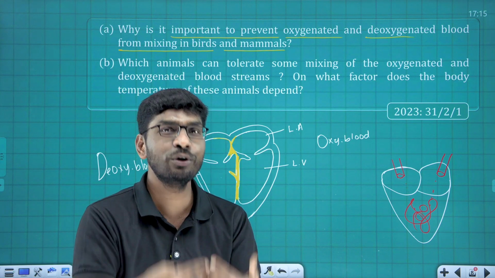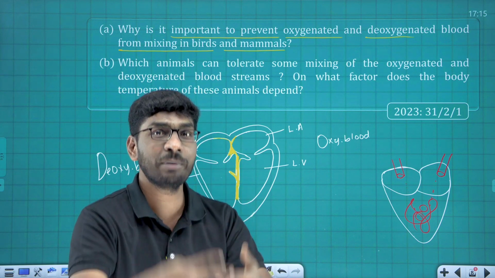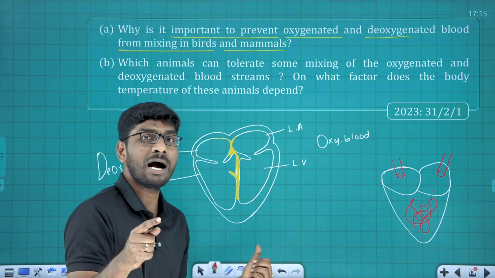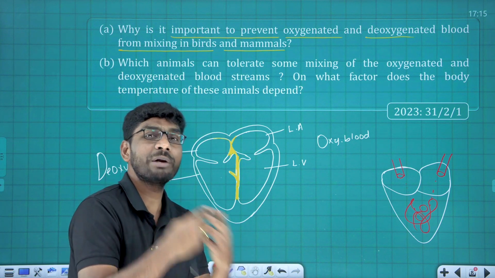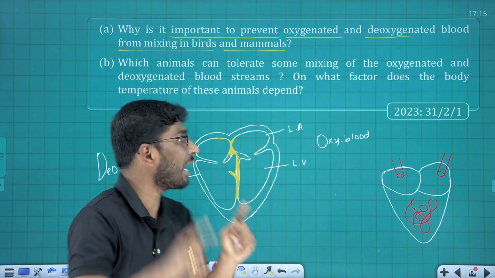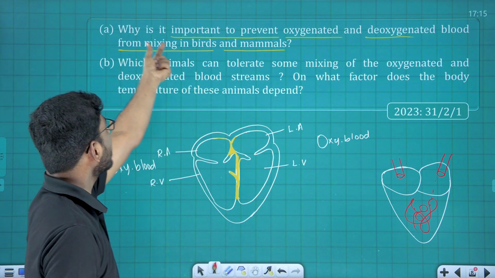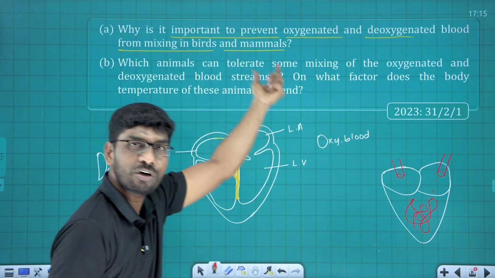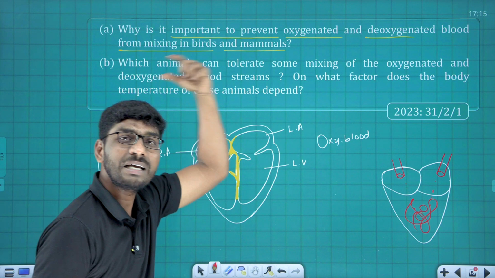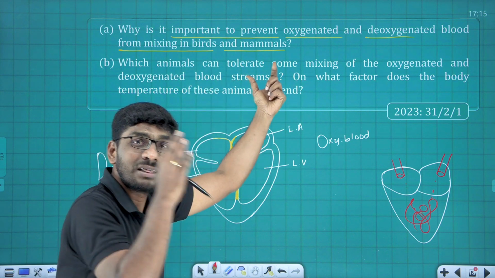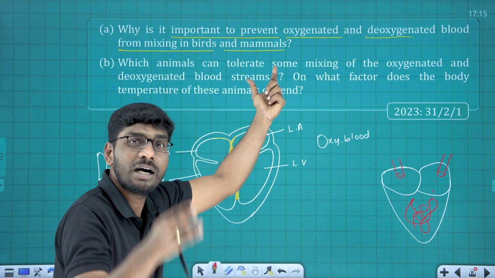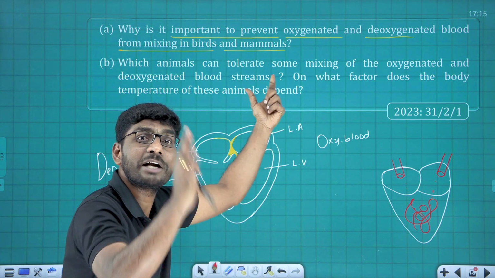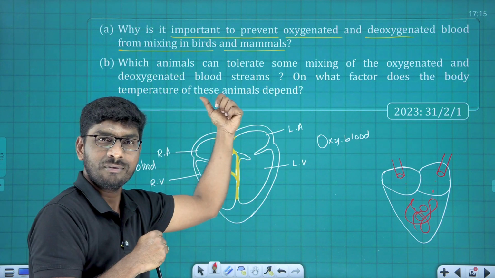So we need to supply oxygenated blood continuously to all parts of the body, so the anatomy and design of our heart prevents mixing of blood. Keep in mind, they clearly mention why it is important to prevent mixing of oxygenated and deoxygenated blood: mammals and birds need continuous supply of oxygenated blood to get energy. Am I clear?